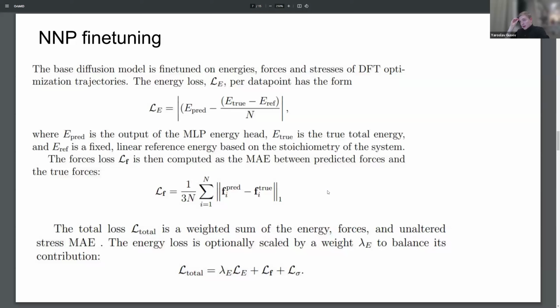Okay. And then the total loss is of course some linear combination of those, and for the stress tensor it's a similar mean absolute error loss, and for some reason they use the very same coefficients for force and stress, but for energy they used another scalar factor weight to balance, as they say, the contribution.